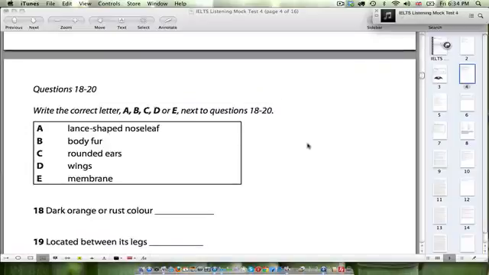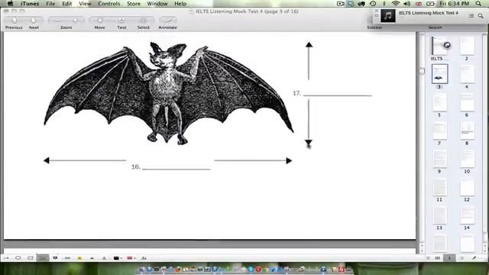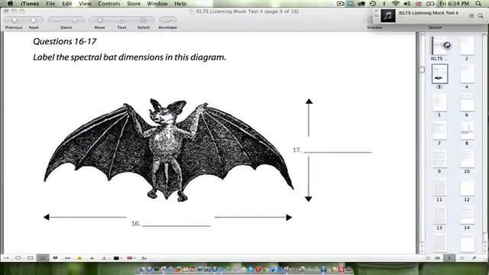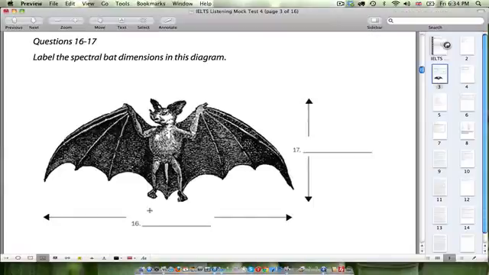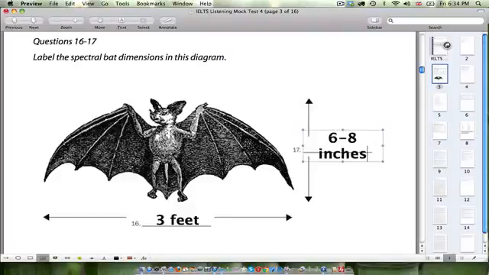Okay, let's go back and punch in these numbers here. So right away we found out the answer to this one. The length of the vampirum spectrum's wings can be 3 feet, he says, long. And if we want to just standardize, we're going to put 3 feet here, and then we'll put digits here as well. And the body is 6 to 8 inches.